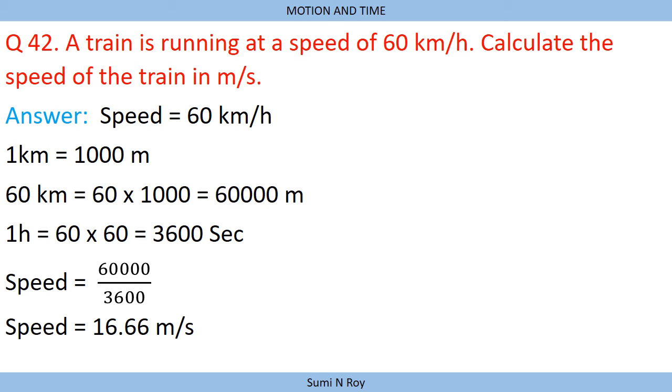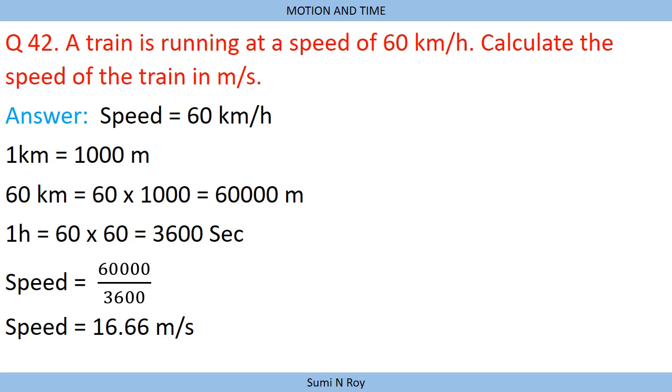Next, a train is running at a speed of 60 km per hour. Calculate the speed of the train in meter per second. The speed is 60 km per hour. 1 kilometer is equal to 1000 meter. 60 km is equal to 60 into 1000, that is 60,000 meter. Now 1 hour is equal to 60 into 60, that is 3600 seconds.